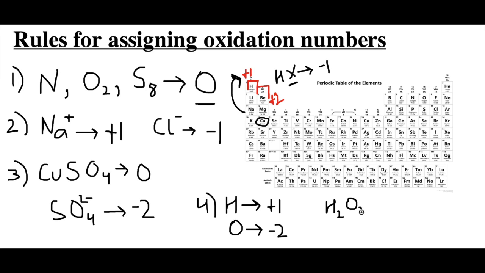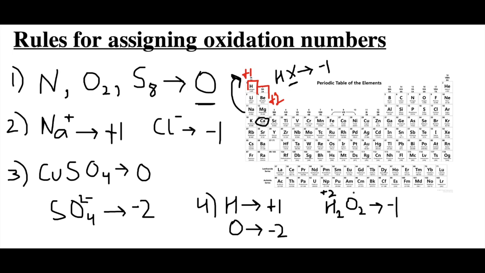In hydrogen peroxide, the oxidation number of oxygen is -1. We know that the oxidation number of hydrogen is +1. There are two hydrogens in this molecule, so the overall oxidation number of hydrogen is +2, and the oxidation number of -1 on each oxygen just balances this out.